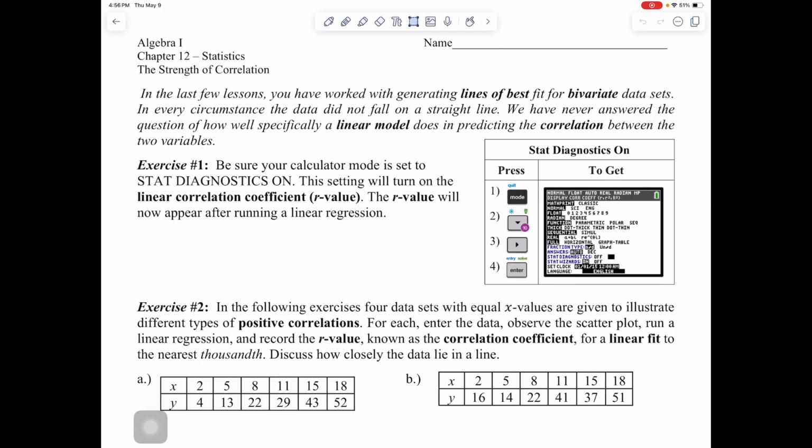Our next lesson is called The Strength of Correlation. So in the last few lessons, you have worked with generating lines of best fit for bivariate data sets. If I recap, we started the bivariate by doing mostly things by hand, creating a scatter plot, putting in the line of best fit in the middle of the data, and then using that line to talk about if there's positive or negative correlation, and also had a conversation about causation.